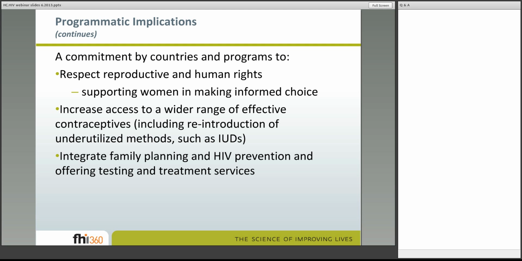Yet, we're not asking providers to share those statistics and that data with women who are planning to become pregnant. Rather, the point there is to ensure that a woman and her partner know about and have access to the best possible health services to support them through a healthy pregnancy and delivery.